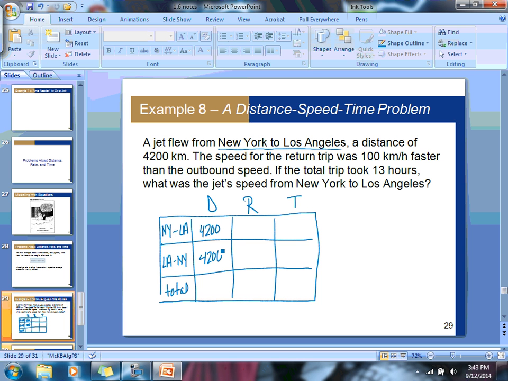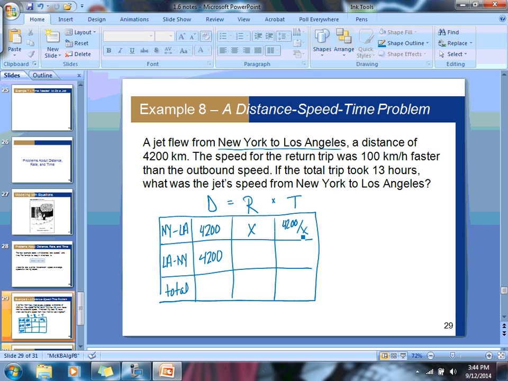Now, we're trying to find the speed that the jet flew from New York to Los Angeles. So our rate is x for that part of our table. Now to find the time, we can find that because we know distance equals rate times time. So if I'm trying to solve for time, I'm going to divide the distance by the rate. 4,200 over x.